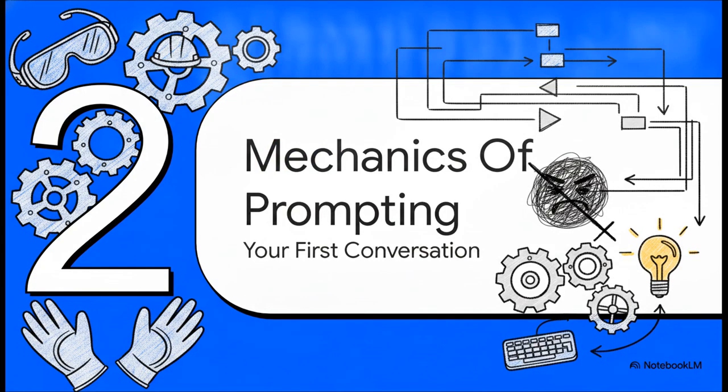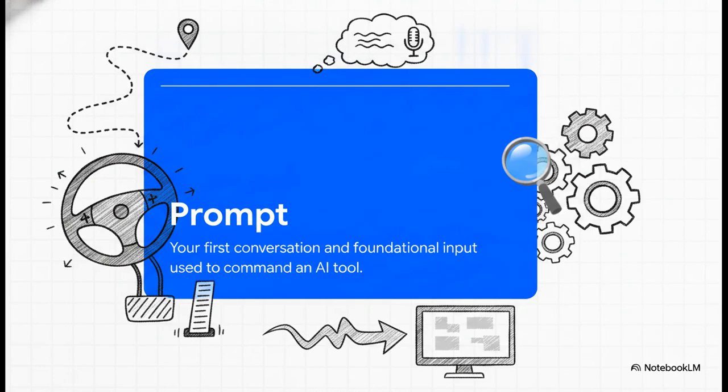All right, moving right along to Section 2, the mechanics of prompting. Let's tackle that common frustration of getting bad outputs from AI. To understand these mechanics, we first need to define what we're actually doing here. A prompt isn't some kind of magic spell, and you definitely don't need to be a computer programmer to write a good one. It's simply your first conversation. More importantly, it's the foundational input used to command an AI tool.